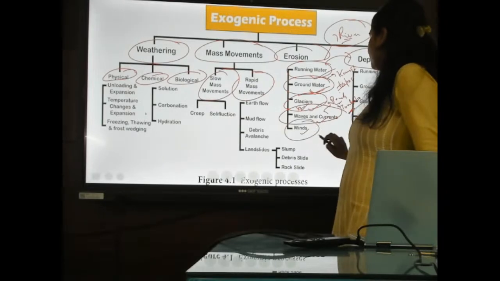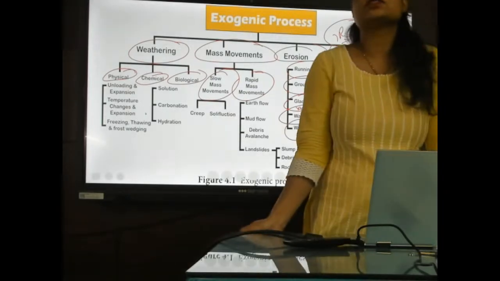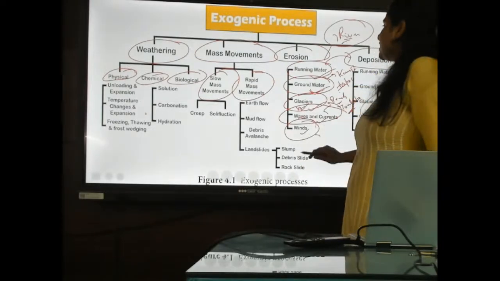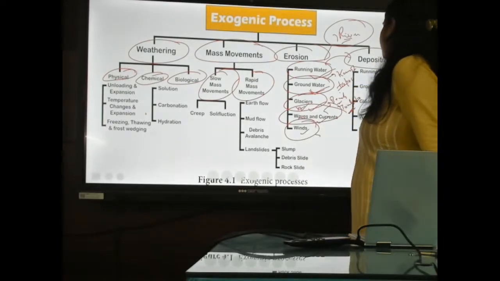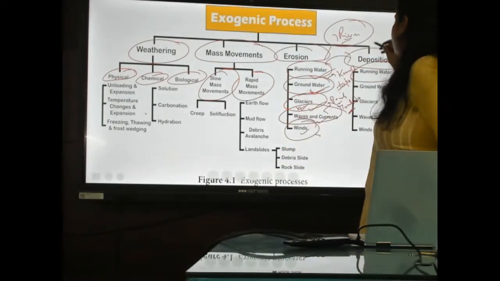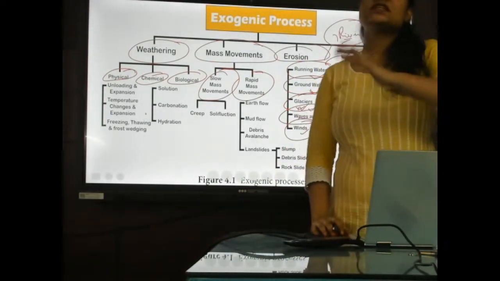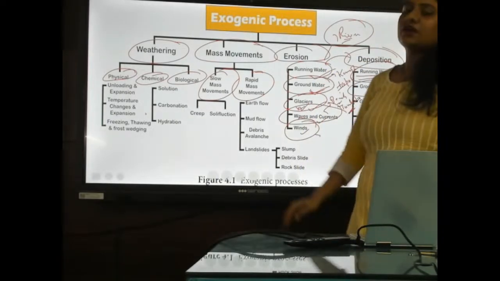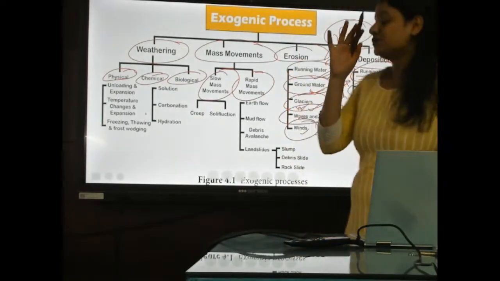Now winds: you have mushroom rock in desert areas. We see these things. Oasis is there, mushroom rock is there. So these are some erosional features. Then depositional features are also there. If you see lagoons, or something called an oxbow lake, these things are the running water phenomena. Then groundwater, you have laccoliths, different things are there.